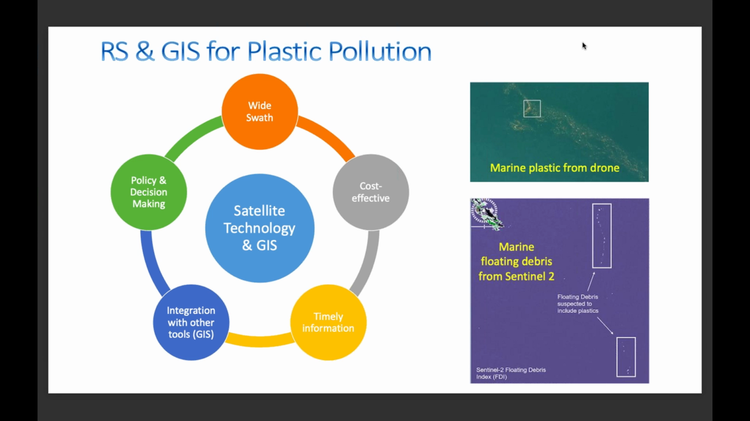I'm not going into the details of how it is being done, but there are certain wavelengths which are very sensitive to identifying this plastic pollution. These wavelengths are in the visible, in the red edge bands, and also in the near infrared bands. Next slide.